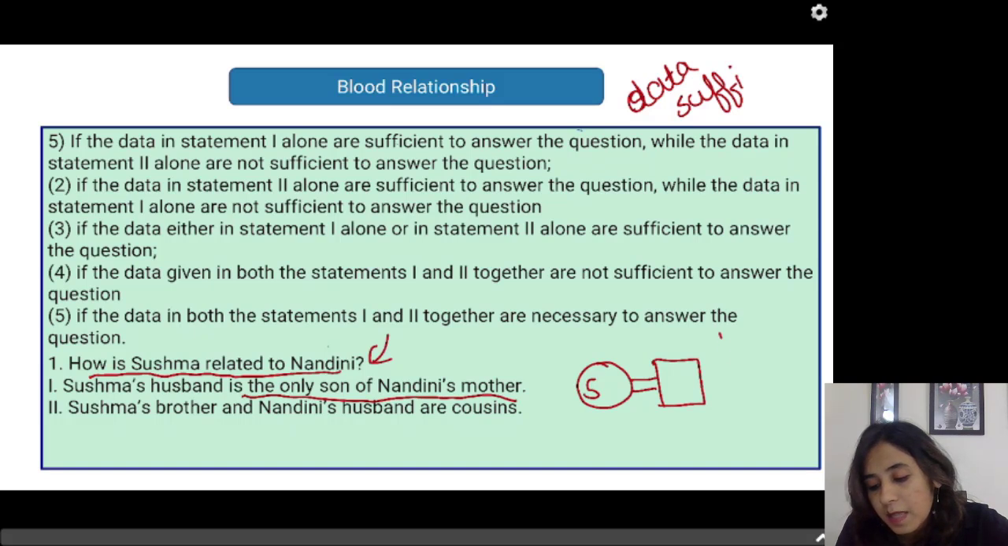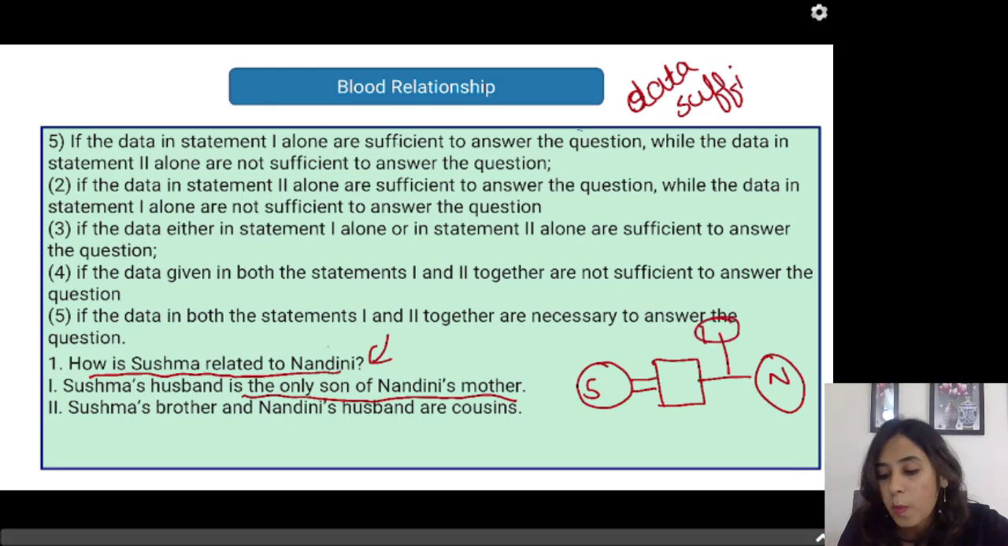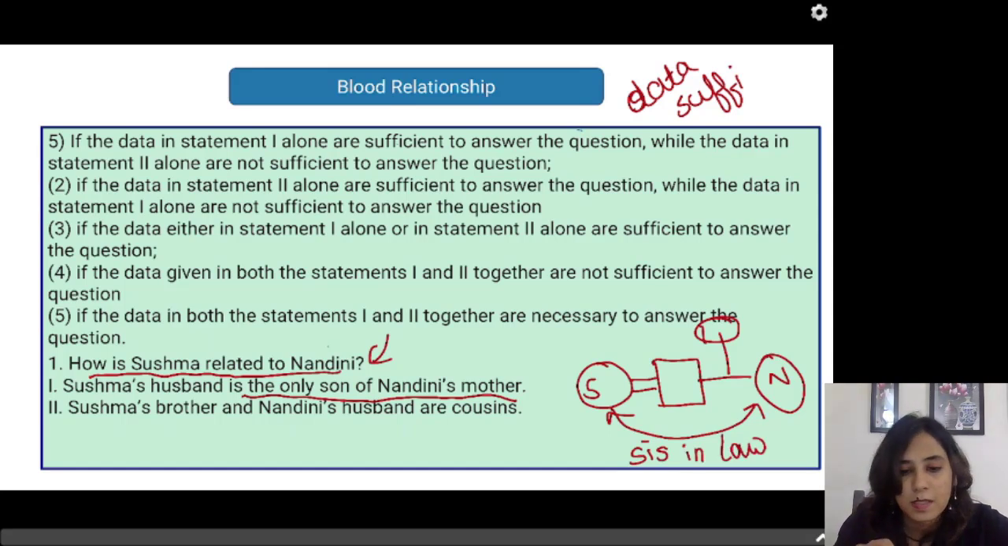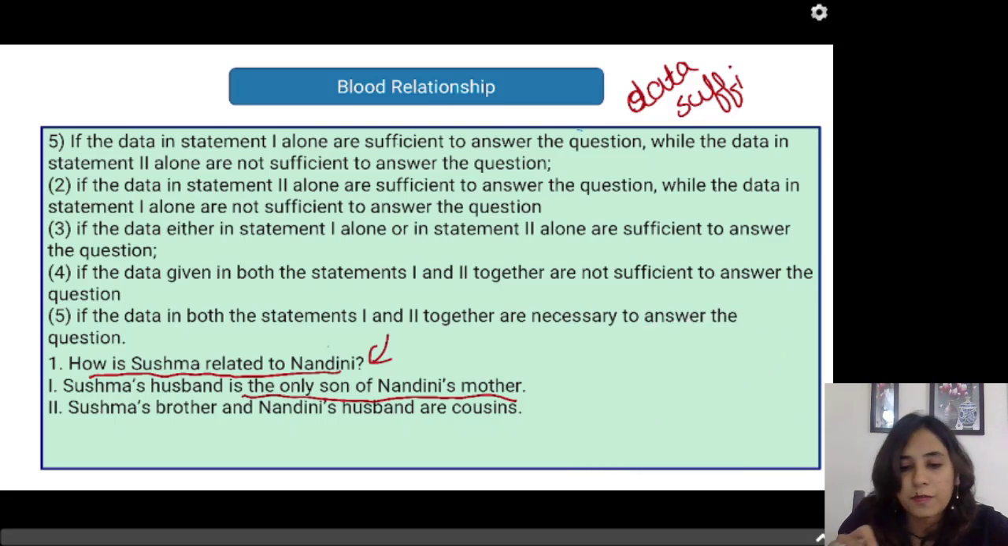So he is the son of Nandini's mother, who is only son, means Nandini has got just one brother, who is Sushma's husband. So here we get the relationship that Nandini and Sushma, they are both sister-in-laws. So these two ladies are sister-in-laws. So my first statement itself is enough to get the relationship. Let us see the second statement.